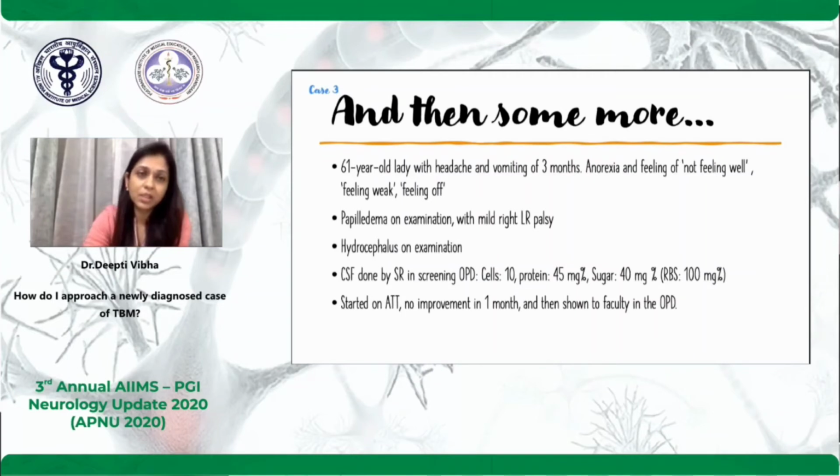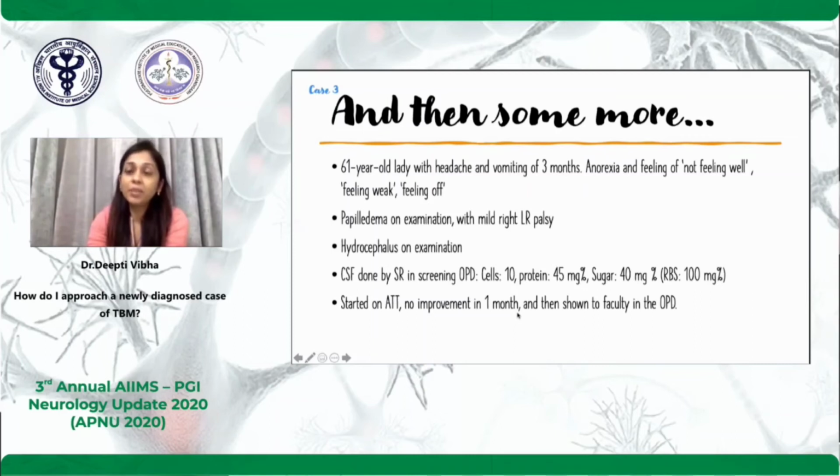So now this was a 61-year-old lady with headache and vomiting of 3 months, anorexia, generalized constitutional symptoms, which patients always oblige us with. Bukhar hai, haan hai, wazan kam ho raha hai, bilkul kam ho raha hai. So there was papilledema on examination, there was mild lateral rectus palsy, hydrocephalus on examination. CSF was done by my resident in the screening OPD, which showed 10 cells, protein of 45 mg%, sugar 40 mg%. So everything consistent. She was started on ATT, no improvement for 1 day, for 1 month.